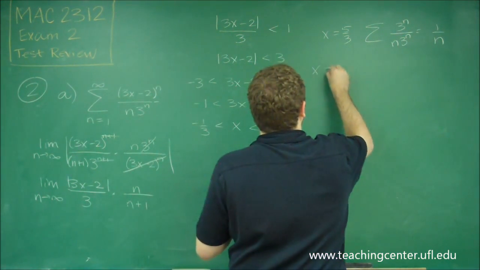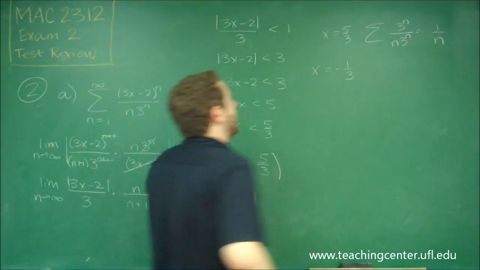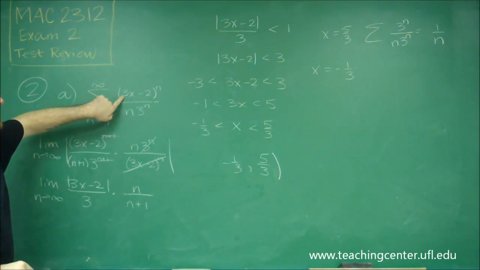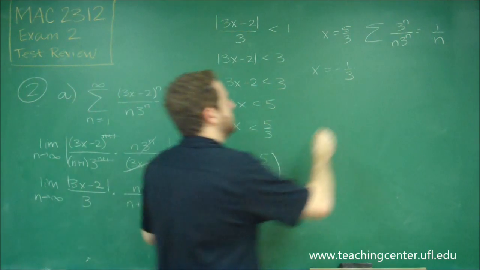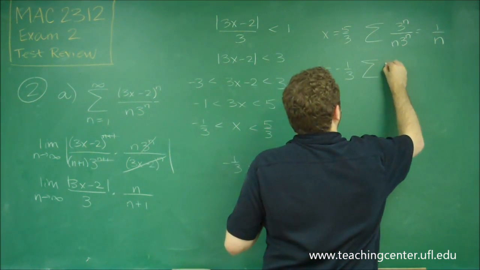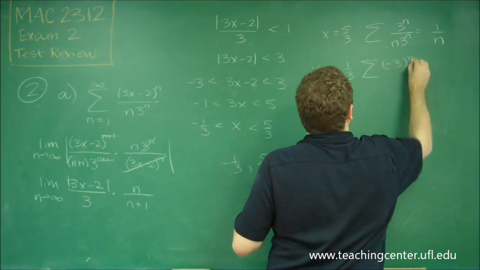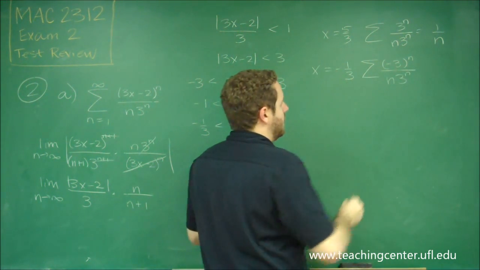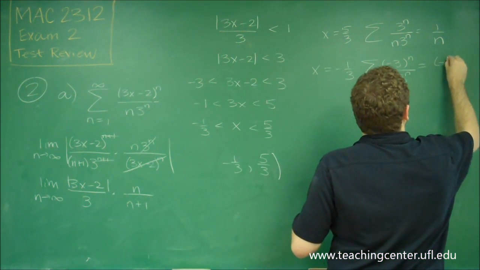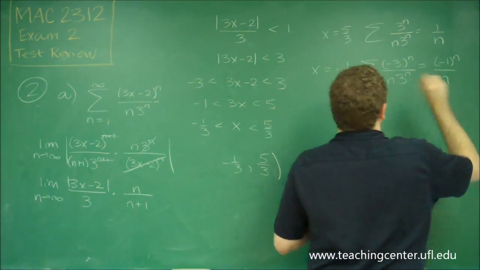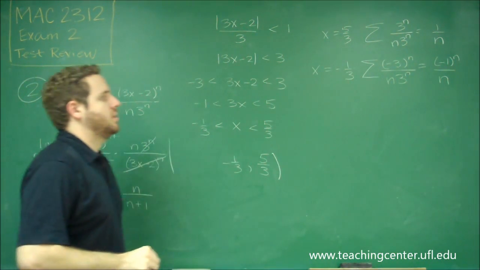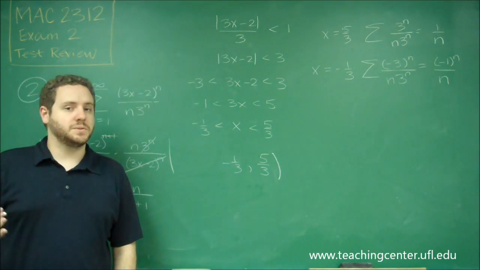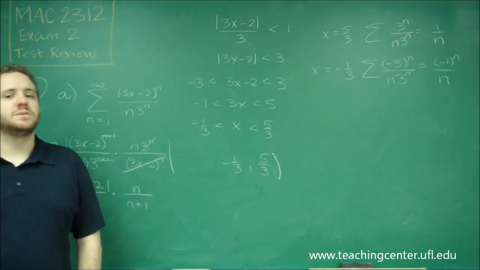Now we have to check the other. What if x is negative 1/3? Negative 1/3 times 3 gives us negative 1. Negative 1 minus 2 gives us negative 3, so we get (negative 3) to the n over n times 3 to the n. In other words, (negative 1) to the n over n. So that's the harmonic series, p series with p equals 1 also, except now it's alternating.